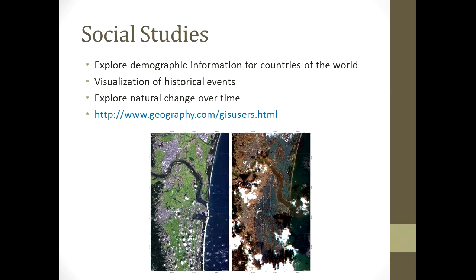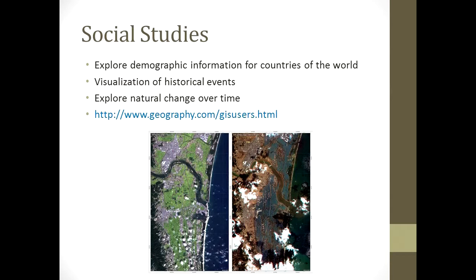The first way I feel that GIS can benefit social studies is to explore demographic information for countries of the world. This could be done by seeing the difference in countries between male or female, or maybe seeing how ethnic diversity differs between different parts of a town, or even blocks or communities, or even from town to town.